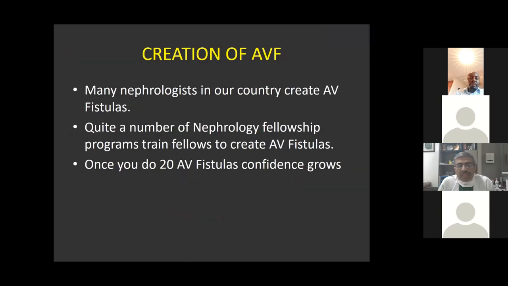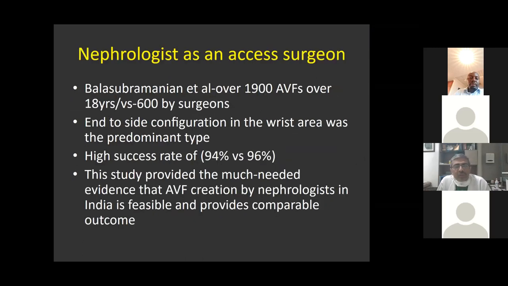So many nephrologists in our country create an AV fistula. There are quite a number of nephrology fellowship programs, not the intervention nephrology programs, but the nephrology fellowship programs, that train fellows to create AV fistulas. And I personally feel that once you have done around 20 to 25 AV fistulas, your confidence grows. You know how to handle the vein, how the artery has to be handled delicately, and how the anastomosis is done. So once you have done around 20 to 25 AV fistulas, I think you become more confident to do fistulas independently.